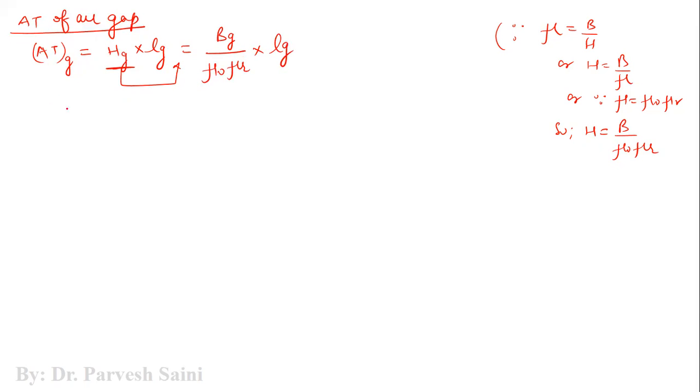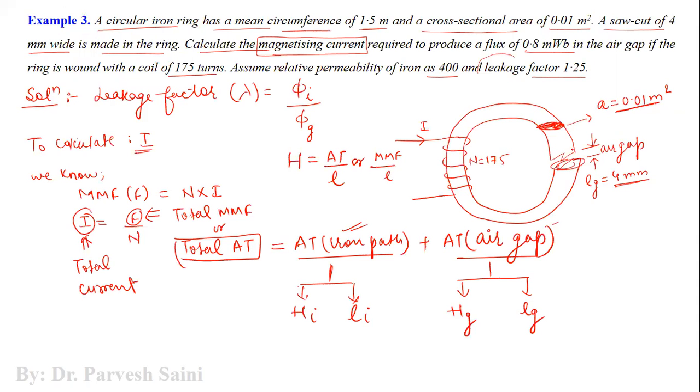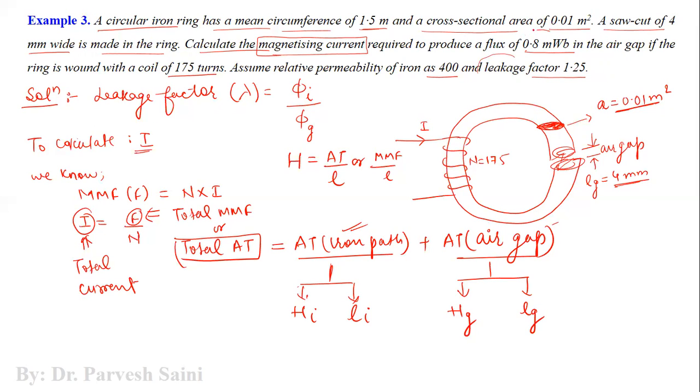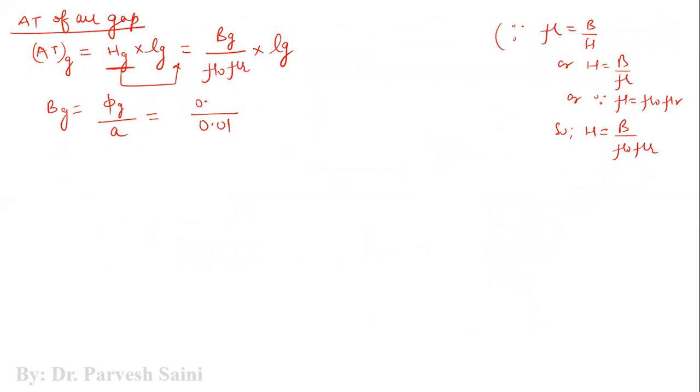The flux density of the air gap will be equal to the flux associated with the air gap divided by the area of cross section. The area of cross section will remain the same here as that of the ring. So the value of A is 0.01 meters square, which is the given value, right? And the flux associated with the air gap is also given here. It is 0.8 milliweber, so we put 0.8 into 10 raised to the power minus 3. So this would be equal to 0.08 Weber per meter square. So this is the flux density.